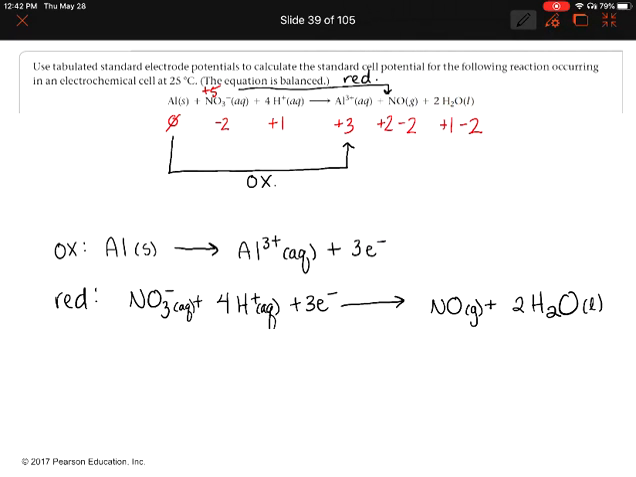Okay, so we've got our 2 half reactions. So now let's look up the electrode or the potentials for these half reactions. So if you want to consult your table and pause the video, you can.